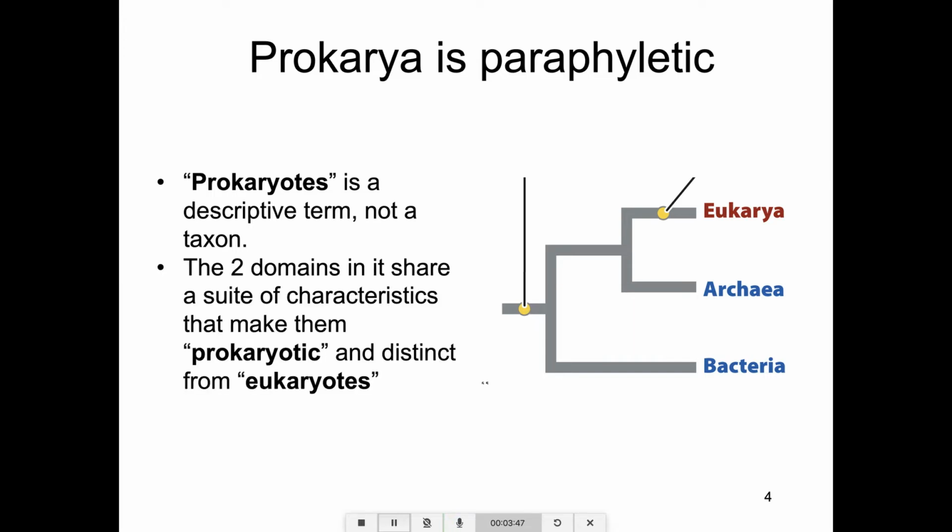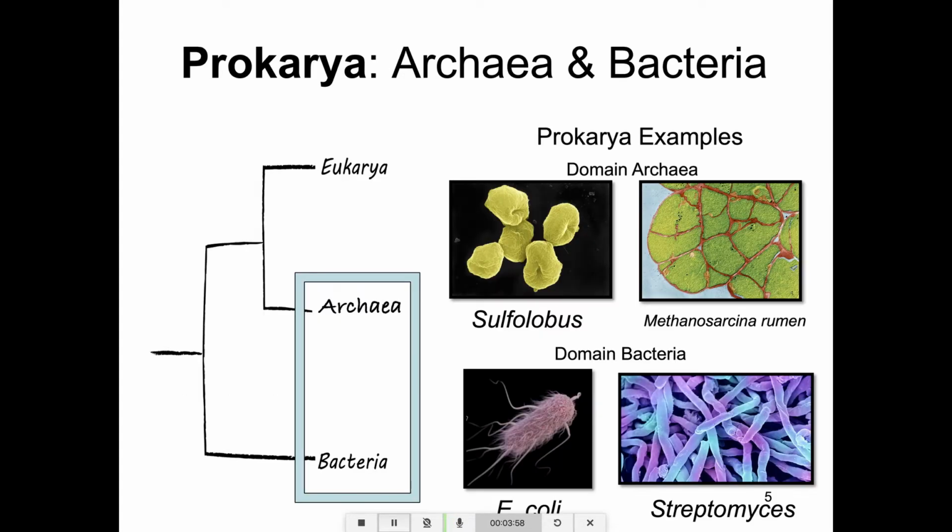The reason we put them together is because they share a suite of characteristics that make them prokaryotic, that is, distinct from the eukaryotic group. So let's talk about what those characters are. So when we think about the Archaea and the Bacteria in general, typically you're thinking of very microscopic organisms. So the pictures on the right just show you some examples of what Archaea and Bacteria look like.